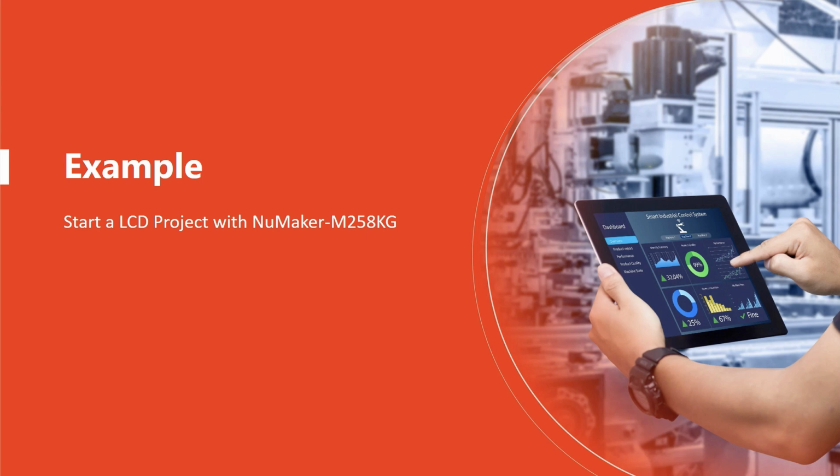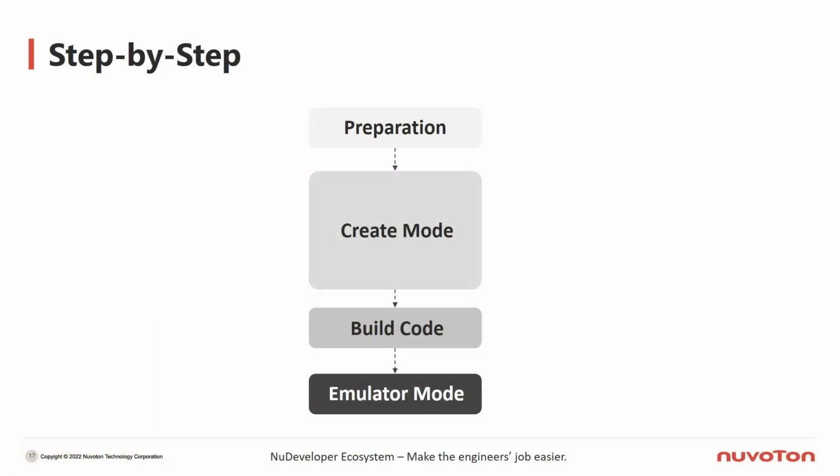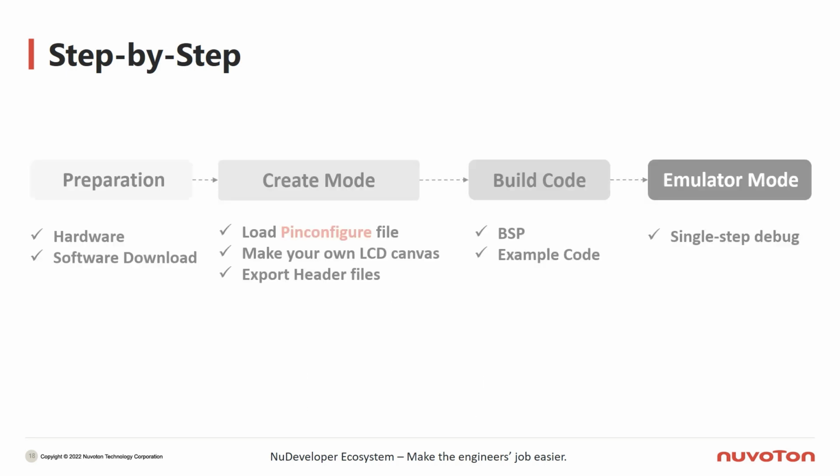So now let's take the NuMaker M258KG evaluation board for a simple practice. There are 4 steps for finishing a COM/SEG LCD project using LCDView. The first step is preparing hardware and software. The second step consists of importing the pin definition with the pin configure tool, editing the LCD canvas and COM/SEG mapping, and exporting the header file.